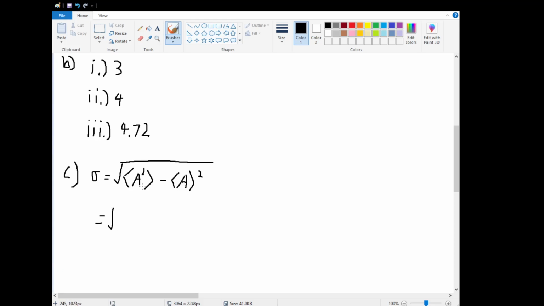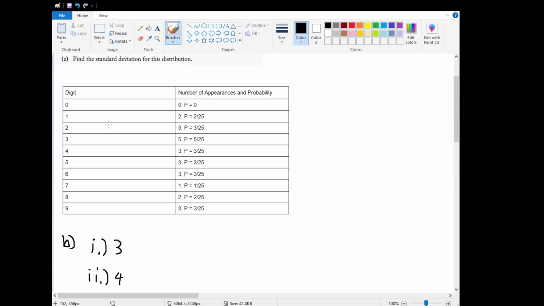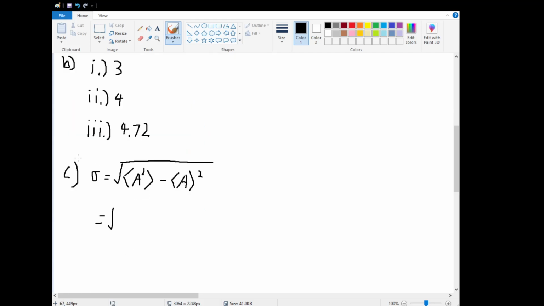The expectation value of A squared, or the digit squared, is just a matter of replacing each digit with their square value and recalculating the average all over again. So 1 remains as 1, 2 becomes 4, 3 becomes 9, and so on. And if we brute force that, that just becomes 28.4.